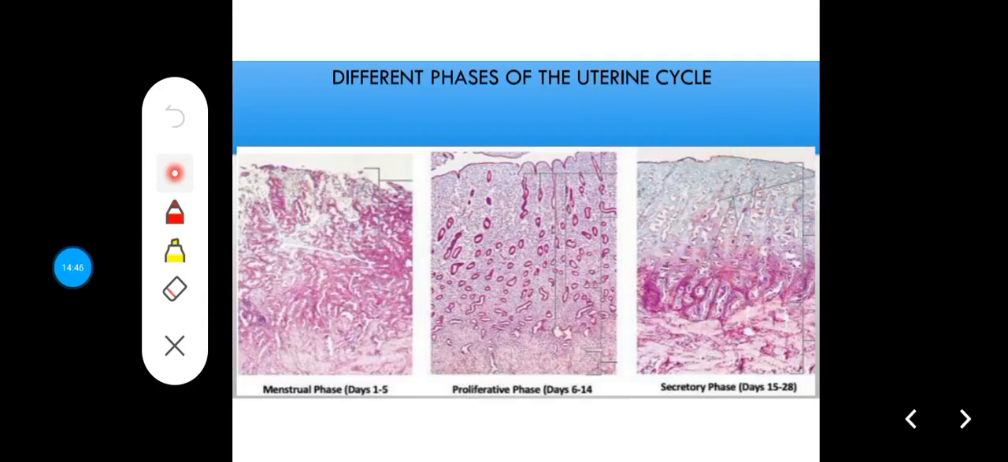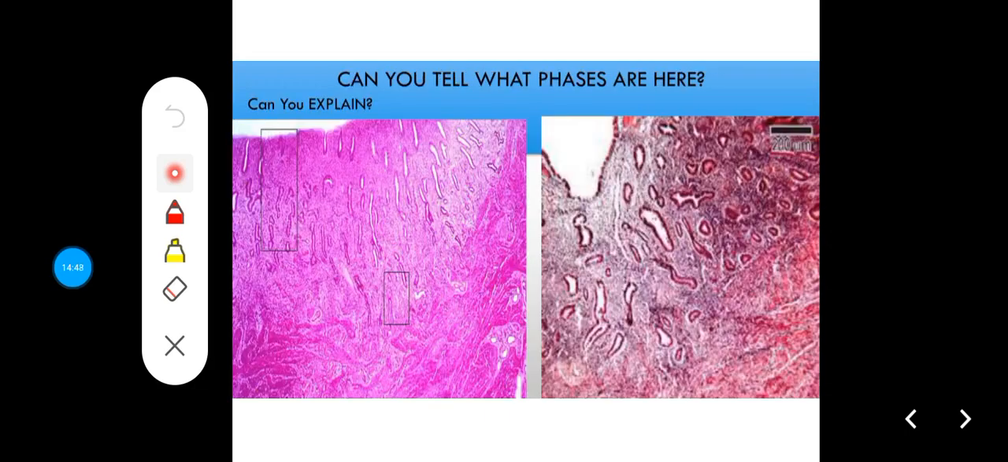So in this image, you can probably tell which phase of the uterine cycle we have here. So secretory phase, and then this one is also secretory phase because of the elongated glands, and they appear tortuous and dilated.